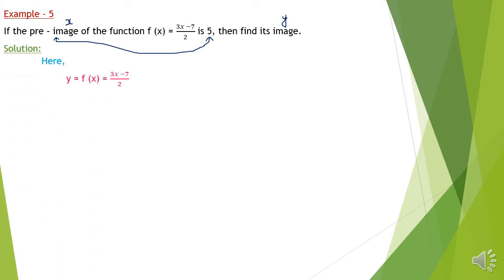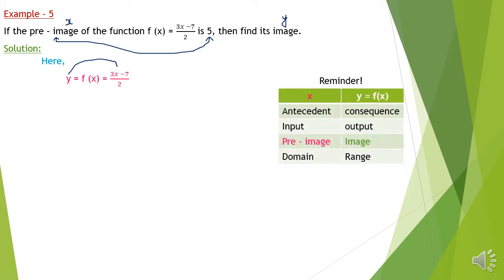Here y is equal to f(x), which is (3x - 7)/2. You see the reminder table. From the reminder table, it is quite clear that image is y and pre-image is x. So the value of x is given and we have to find the value of y. Pre-image is 5, so x is equal to 5, and we can easily find f(5).